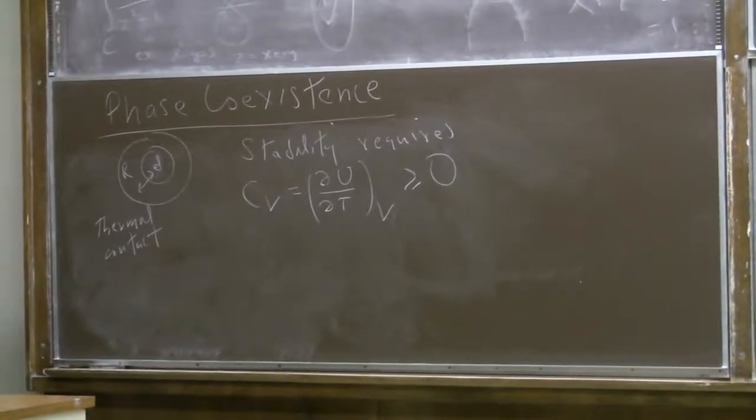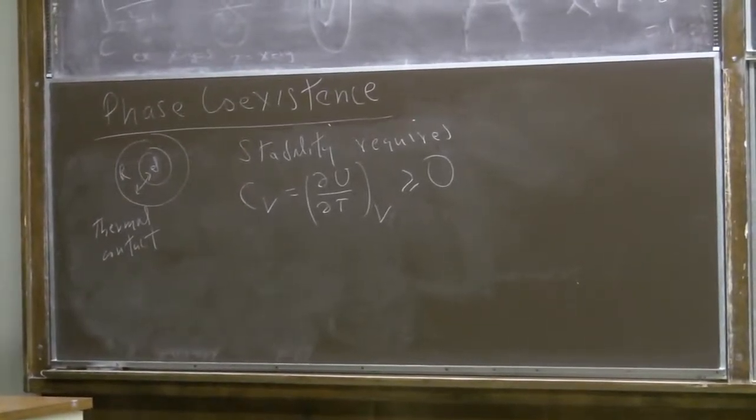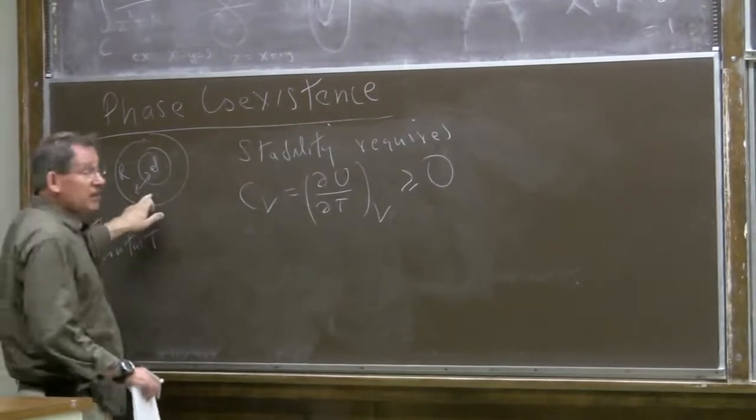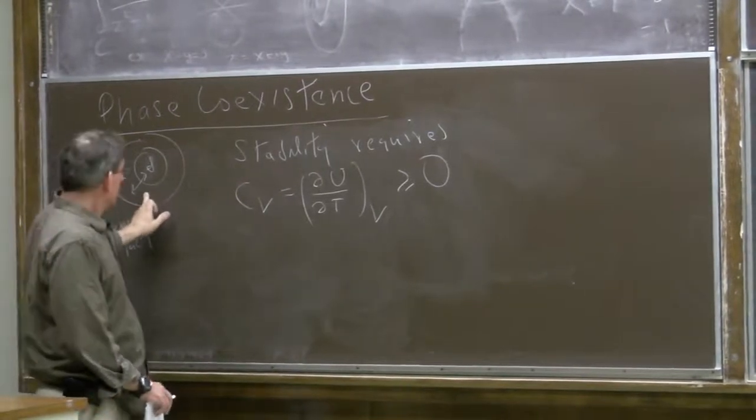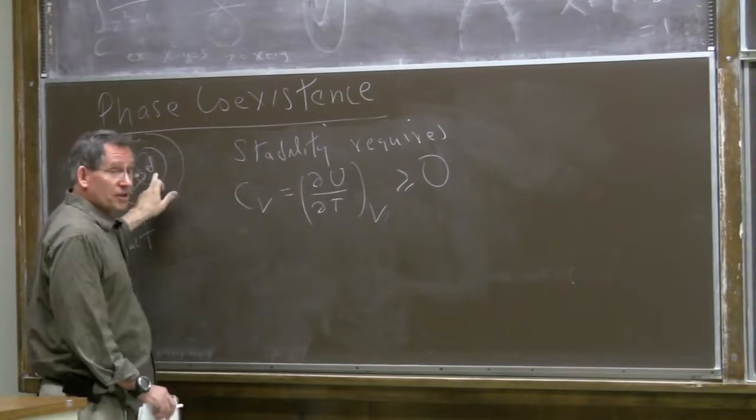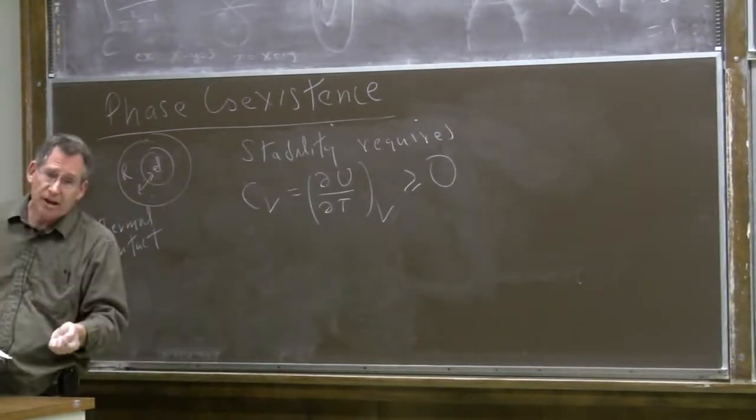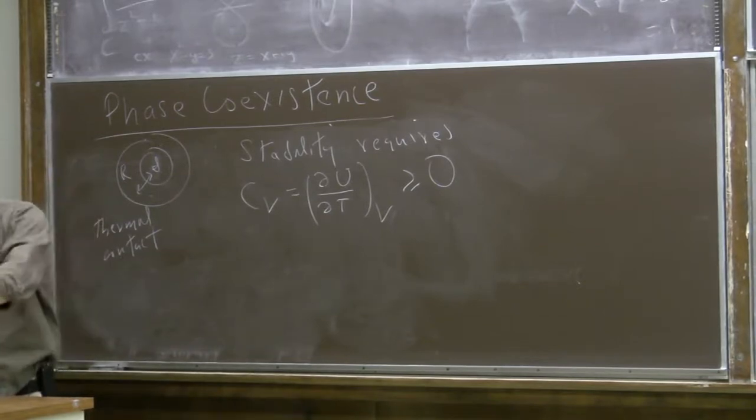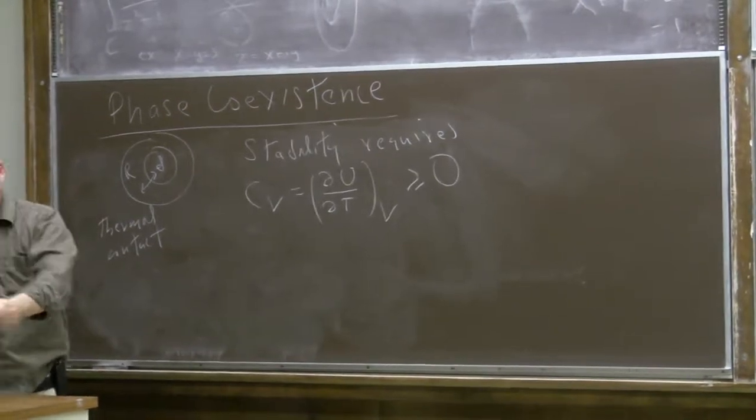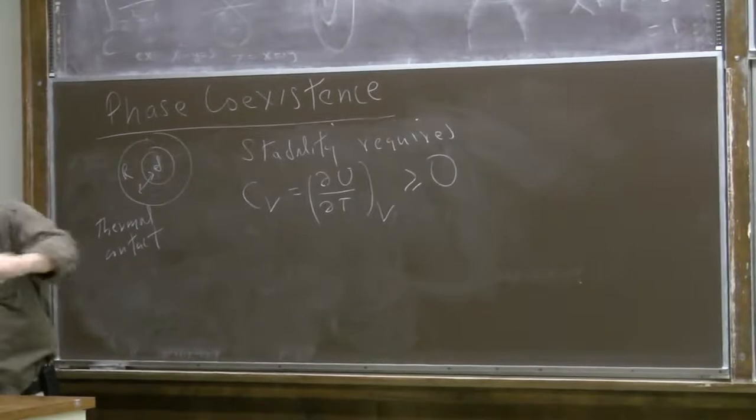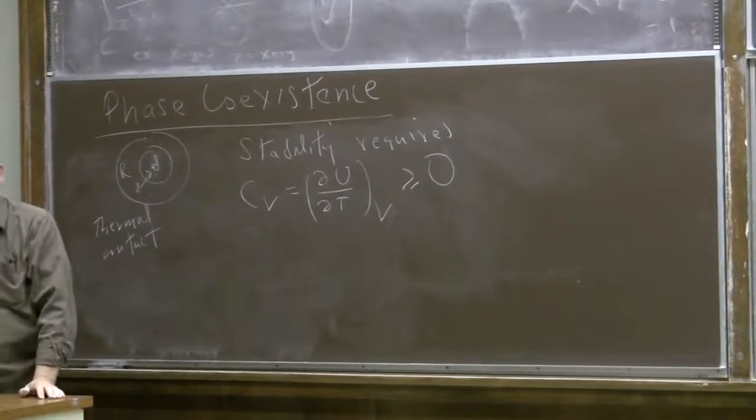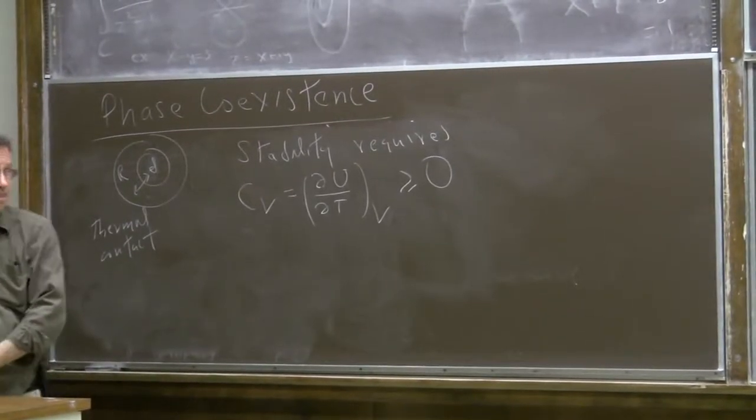If the heat capacity were negative, what would it mean? It would mean that when heat flows from the reservoir into the system, increasing the system's internal energy, its temperature would go down. So there's flow of heat from the reservoir into the system, it gets colder, so there will be more flow of heat from the reservoir to the system, and so on.